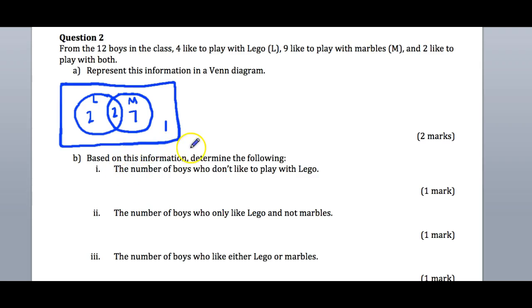Okay, so based on this information, determine the following. The number of boys, so this time we're looking at the number of boys who don't like to play with Lego. So we've got 4 boys who like to play with Lego, so that means 8 don't like to play with Lego. The number of boys who only like Lego and not marbles, so 2.